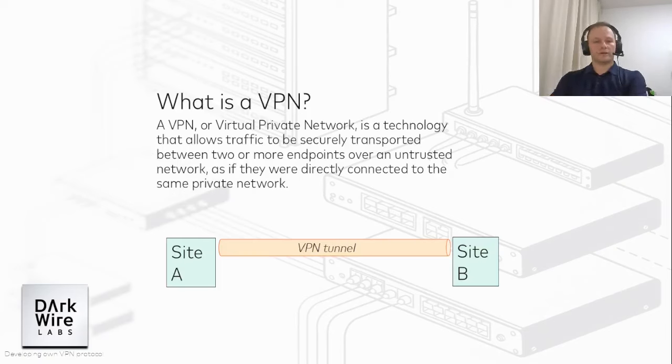Before we start coding, let's quickly recall what a VPN actually is. A VPN, or Virtual Private Network, is a technology that allows traffic to be securely transported between two or more endpoints over an untrusted network, as if they were directly connected to the same private network. In practice, this means traffic is encapsulated, often encrypted and authenticated, and transported through another network, usually the internet.